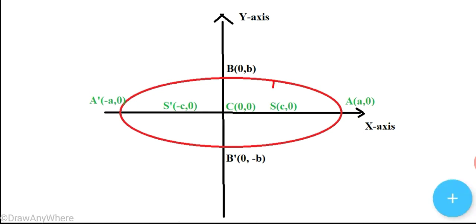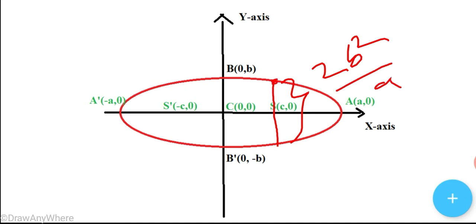If we draw a perpendicular along the focus, then it is called the latus rectum. The length of the latus rectum is 2b squared by a. This is the length of the latus rectum.